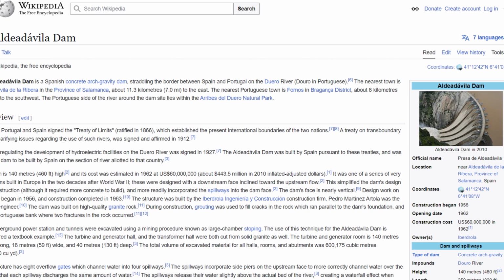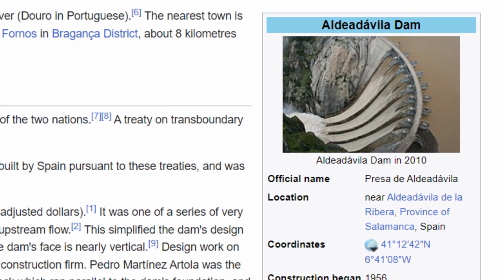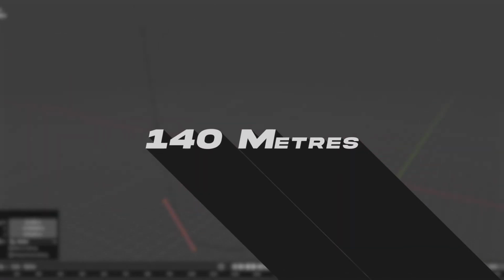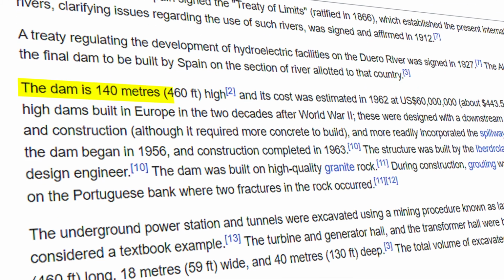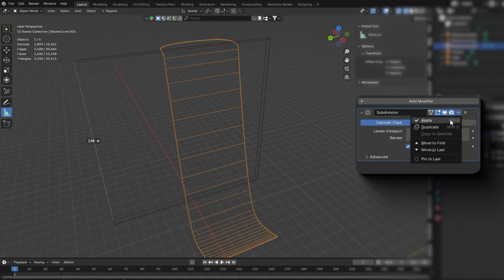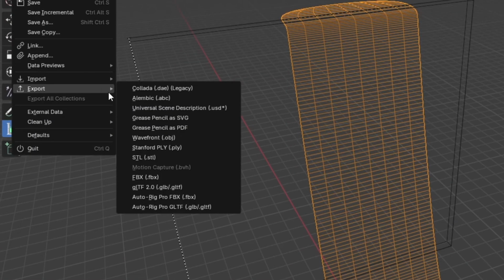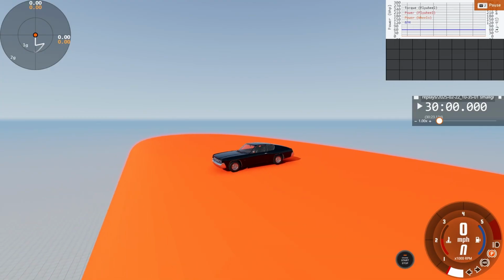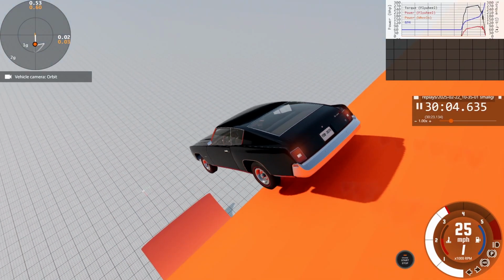So I looked up what dam it was, and it is... I replicated the dam in Blender using curves and set its height to 140 meters. Why? Because that's how tall the dam is. Next, I used the subdivision surface modifier to make it smoother and exported it in Collada file format. Then I imported the model in BeamNG, placed a similar car on top and accelerated.